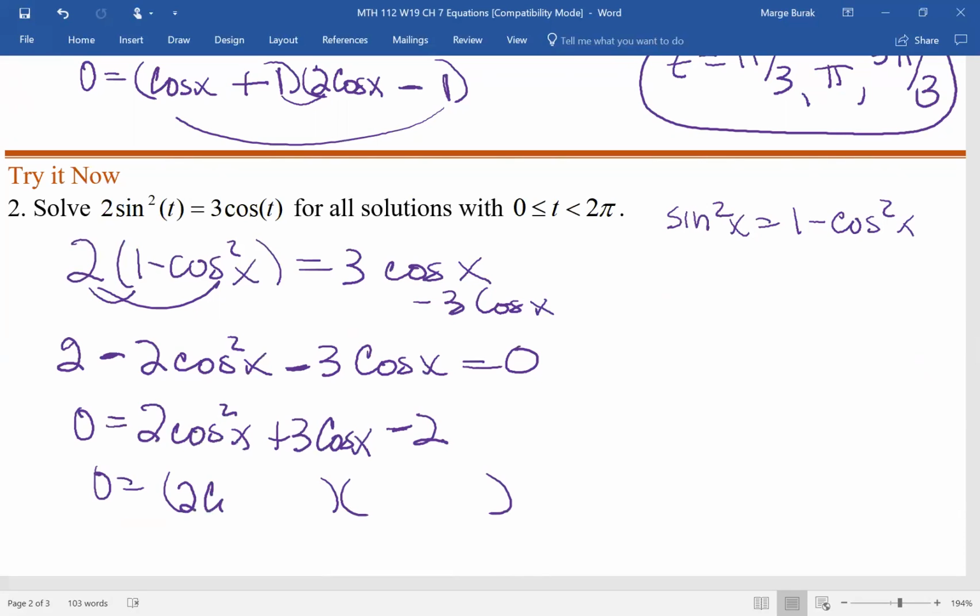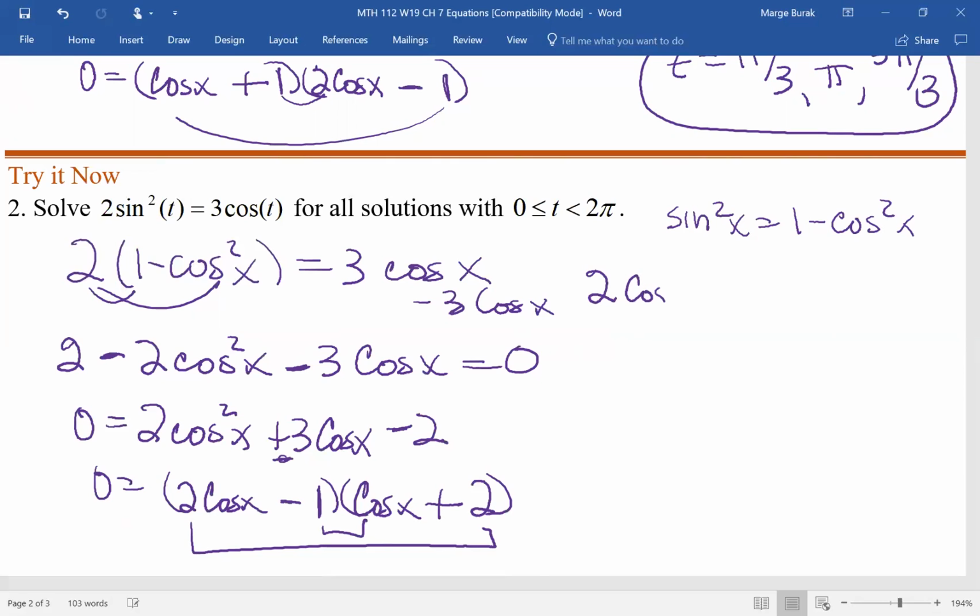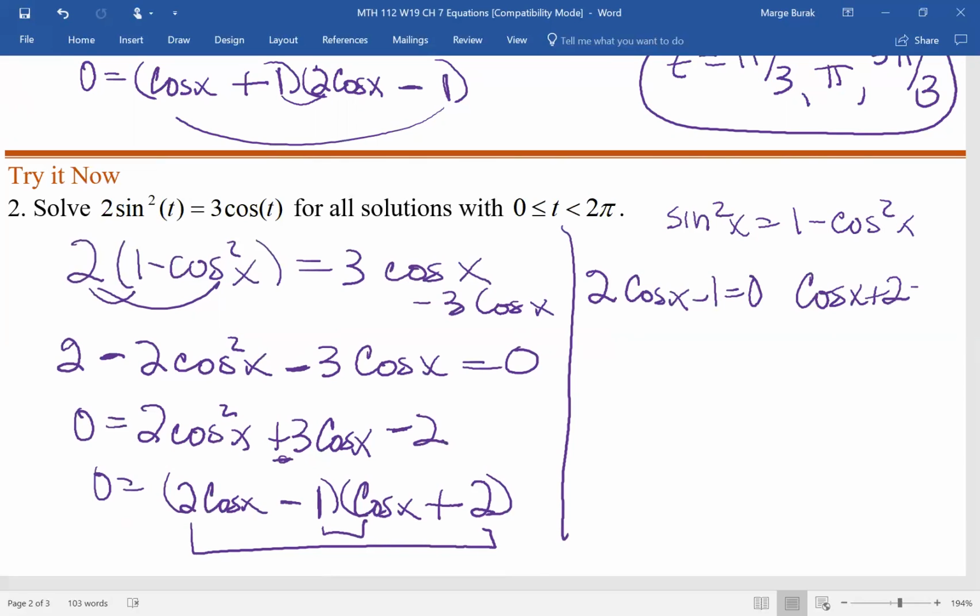We have 2 cosine times cosine, and I've got a 2 and a 1. I need to get a 3, so I'm going to put the 2 out here so I get a 4, and I'll put the 1 here so I get a 1. So I've got a +4 minus 1 gives me a +3. So then I'll say 2 cosine x minus 1 equals 0, and cosine x plus 2 equals 0.